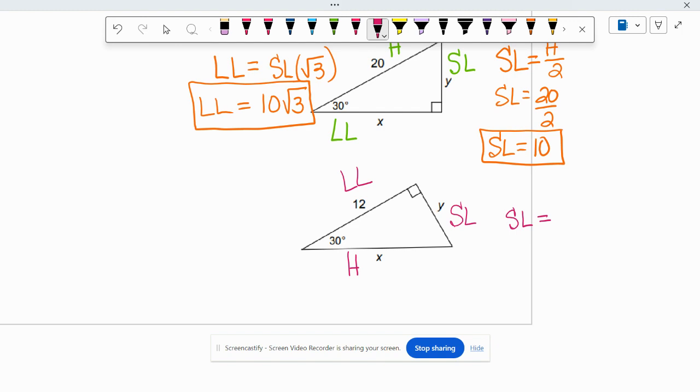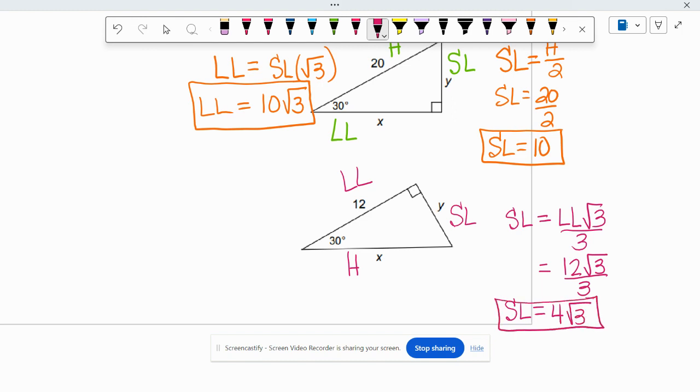The second one, why? Perfect, because the long leg doesn't have the square root of 3. So I'm going to use this formula. Long leg times the square root of 3 divided by 3. So let's see. The long leg is 12 times the square root of 3 divided by 3. What is 12 divided by 3? So my final answer is the short leg is 4 root 3.